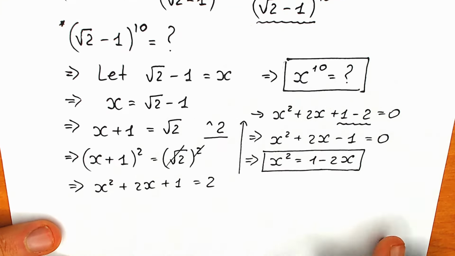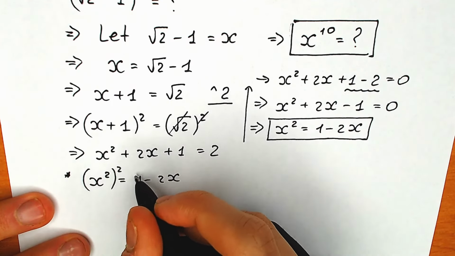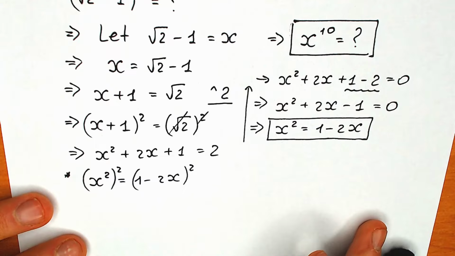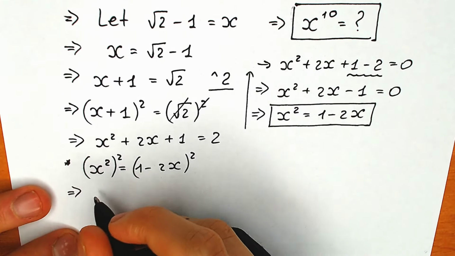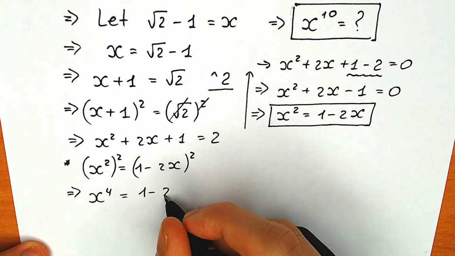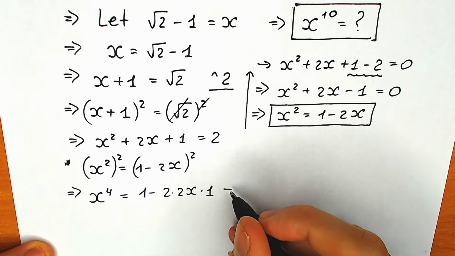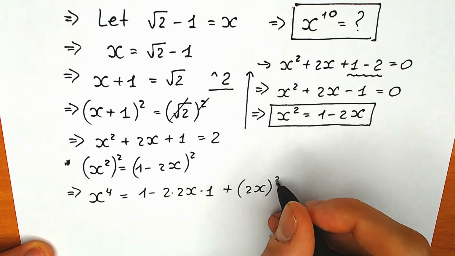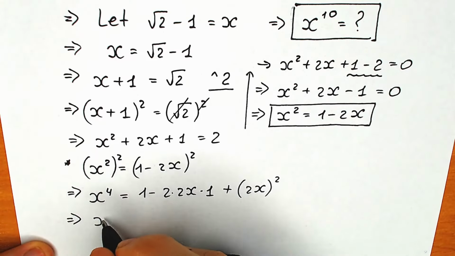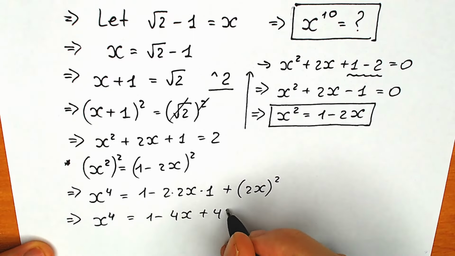So the next step is to solve for x to the power 4. Let's do it. We have our expression, x squared equals 1 minus 2x. As I said before, we raise both sides to the power 2. Right now, what do we have? We have x to the power 4 equals 1 minus 2 times 2x times 1 according to the school identity, plus 2x to the power 2. From here, what do we have? x to the power 4 equals 1 minus 4x plus 4x squared.